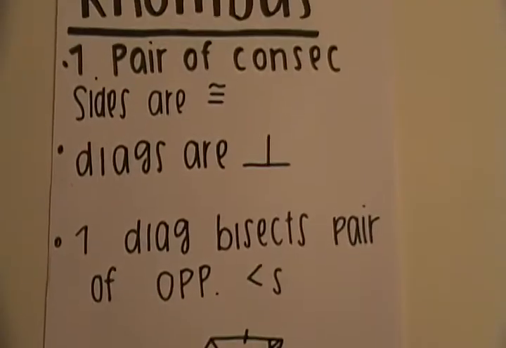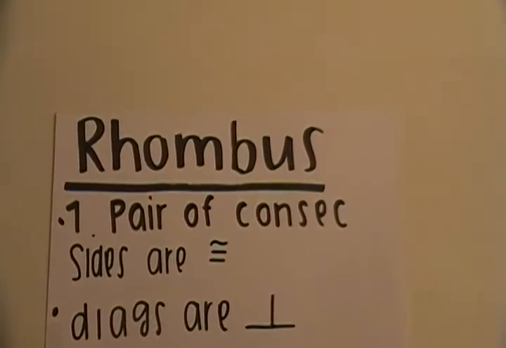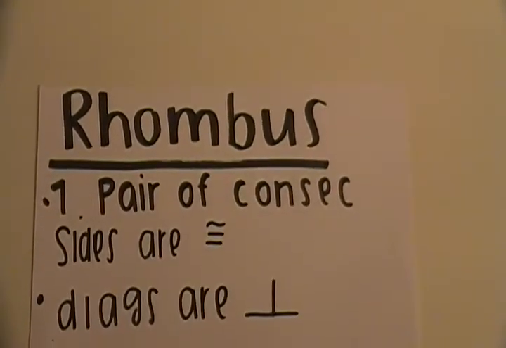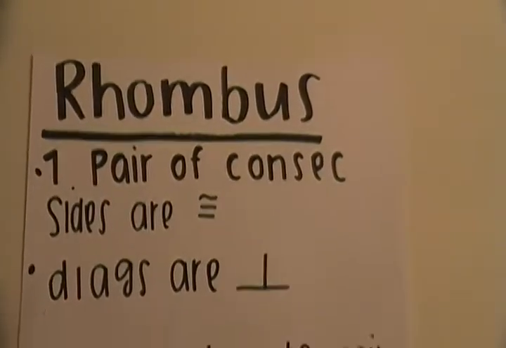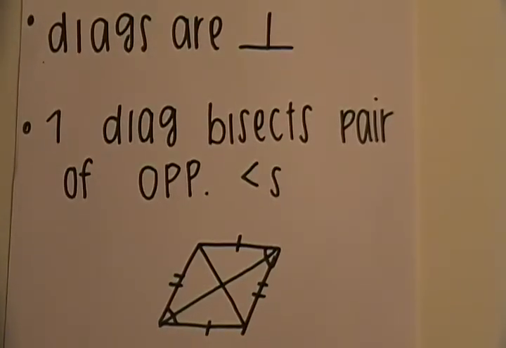Okay, so in order for a rhombus to be a parallelogram, there has to be one pair of consecutive sides that are congruent, their diagonals are perpendicular, and one diagonal bisects a pair of opposite angles.